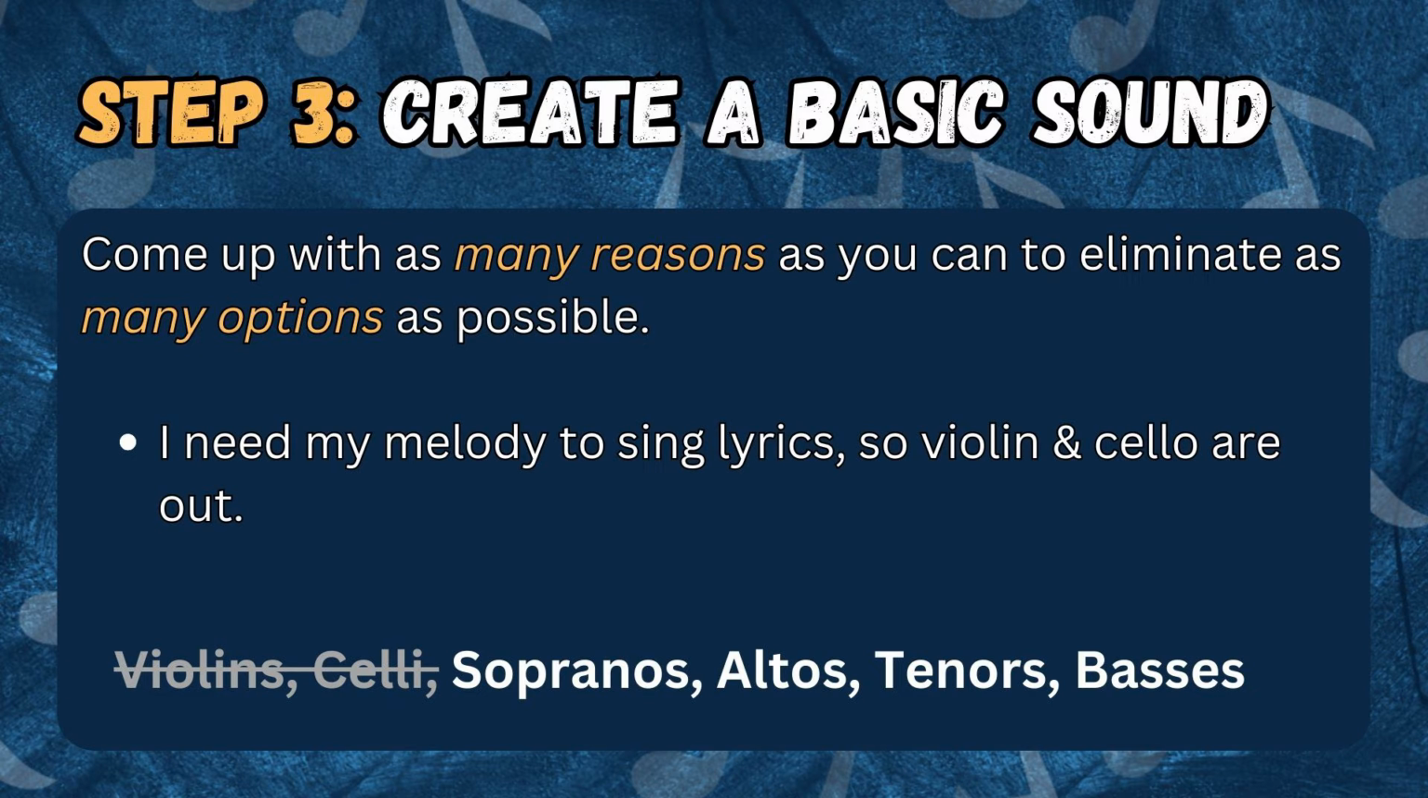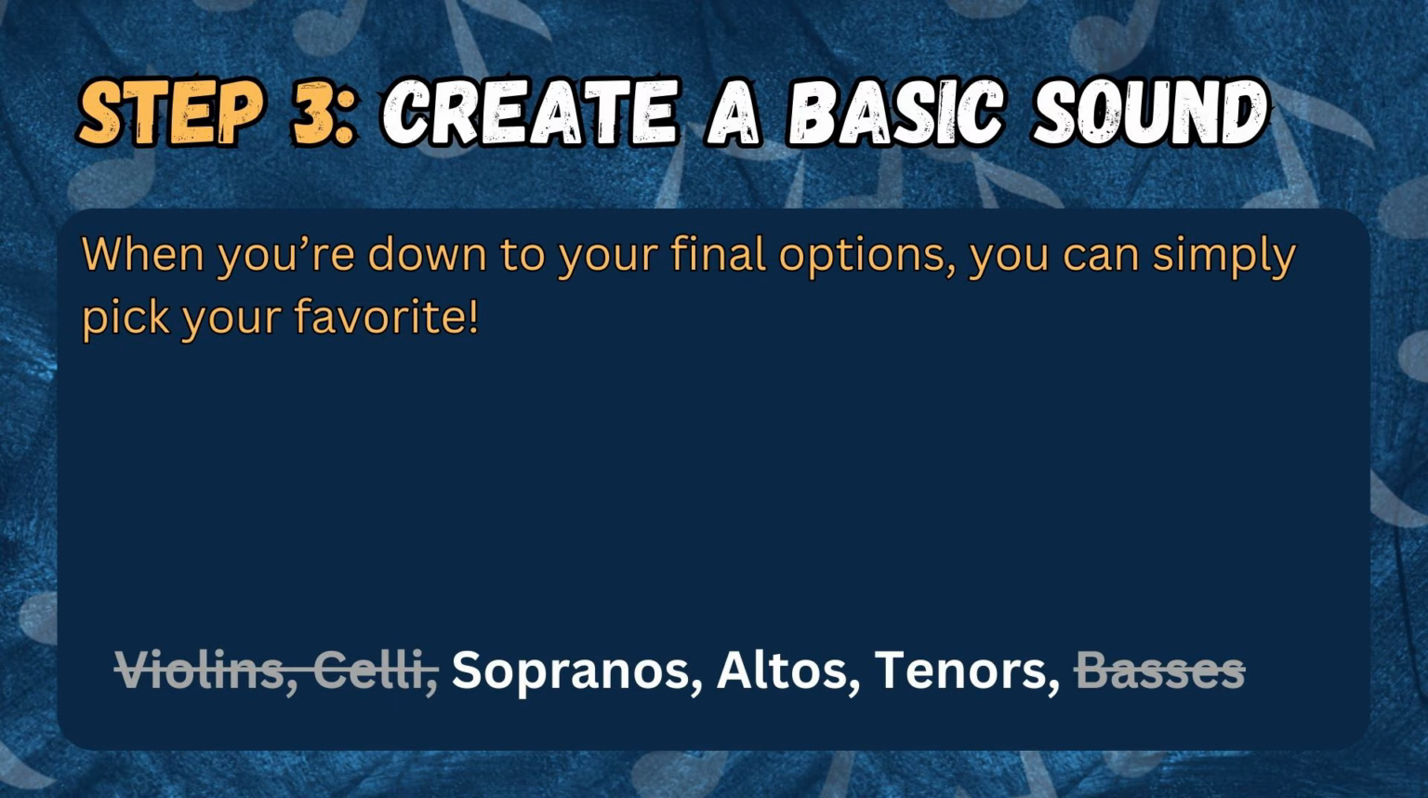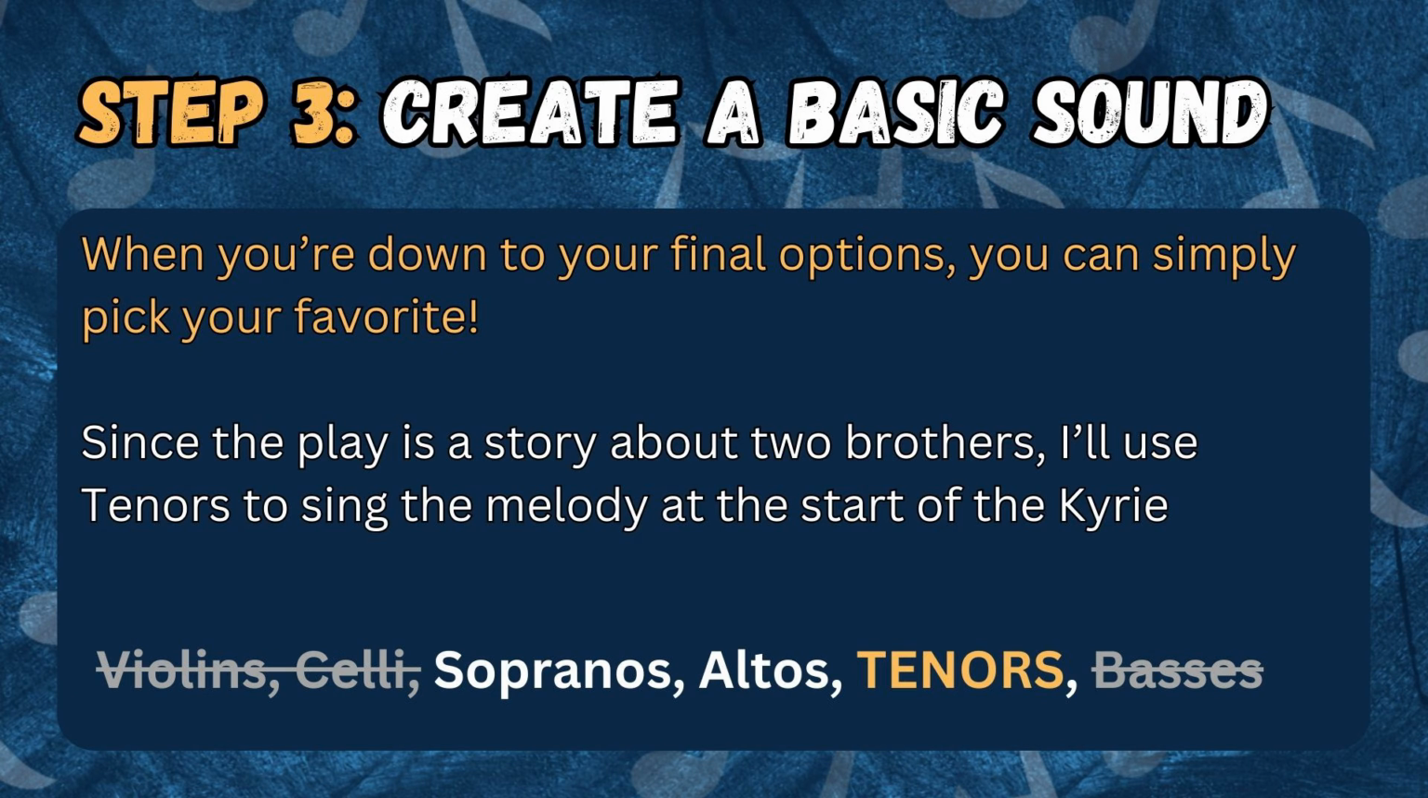For this specific piece, I have lyrics that need to be sung in the melody, so that automatically eliminates the violin and the cello, leaving me with just the voices. From here, I know that I need the basses to sing the bass line, so that leaves me with the sopranos, altos, and tenors as my final options. Once you're down to your final options, the final step is to just pick one. It doesn't really matter which one you choose, as long as your instrument is capable of delivering the type of emotional performance you need, and physically capable of performing the part you've written. It really just comes down to personal preference. Since this requiem is, at its core, a story about two brothers, I decided to go with the tenors.